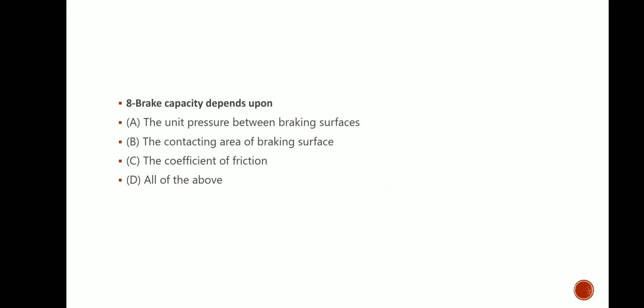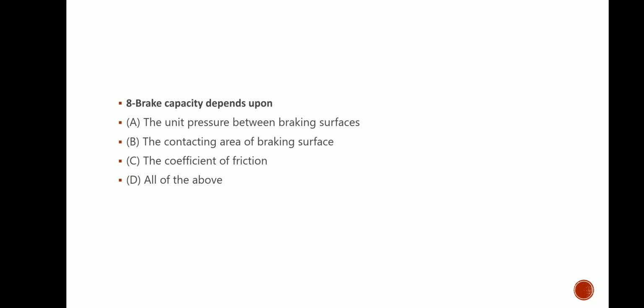Now, the brake capacity depends upon the unit pressure between braking surfaces. Option B, contacting area of braking surface. Option C, coefficient of friction, and option D, all of the above. What is the question? I will read once again because I already requested you. One most important technique while attempting questions accurately: please understand the meaning and requirement of the question and highlight the keywords which have been used in the question. If you highlight the keywords and understand the exact meaning of the question, you can easily solve it, apply your knowledge, and you can get full marks also.